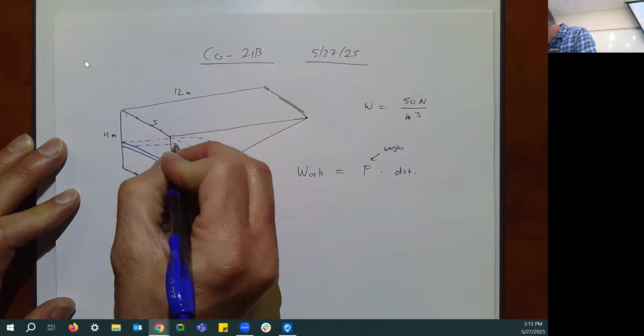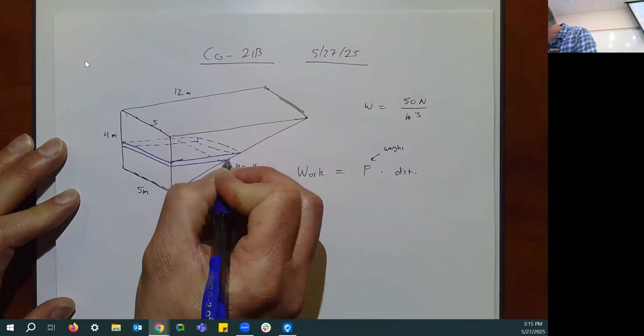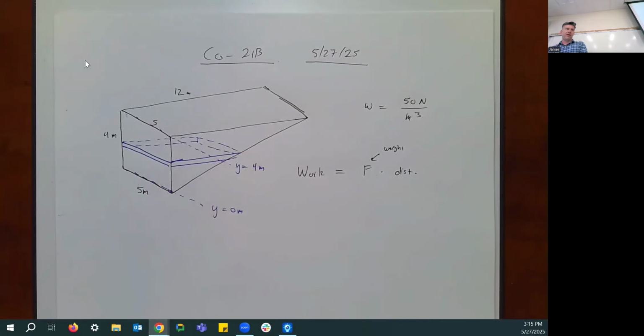It's pretty good. Okay. So there's our slice of water. It doesn't look perfectly parallel because I'm not the best drawer. But that slice of water is going to have some weight, and we're going to figure out how far it has to travel. So here's what we're going to do.